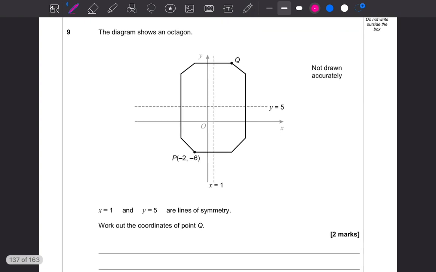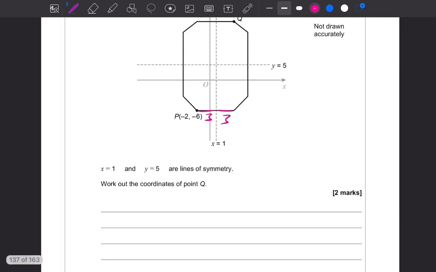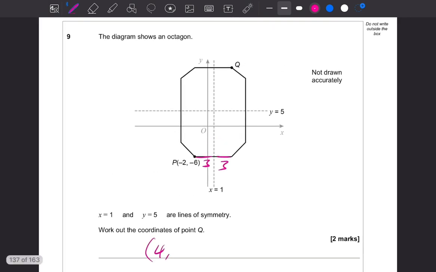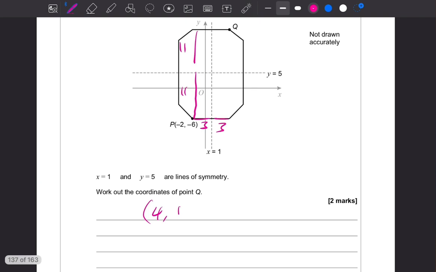Diagram shows an octagon. X equals 1 and y equals 5 are lines of symmetry, so the 2 dotted ones across. Work out q. So we can see that if we go across here, that's going to be 3. So we need to go another 3 across. So that would be positive 1 plus 3, which makes 4. So the same thing going up, we've got to go to 5 from minus 6, so that's 11. So doing the same thing, 11 plus the 5 gives us 16.